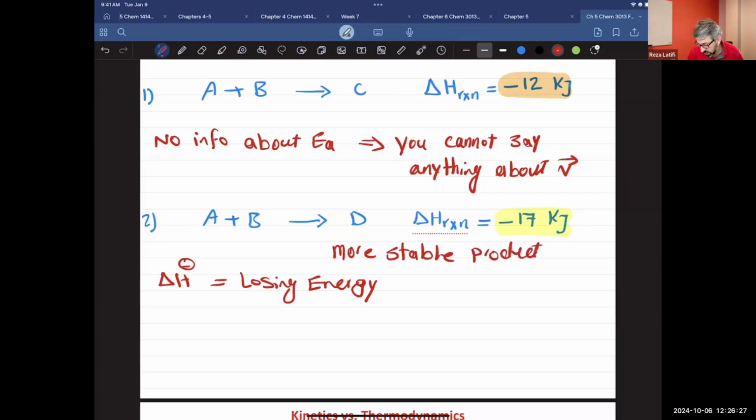How do I know it? Based on delta H. The more negative the number is, the more stable. Okay, so the more negative the number, the more stable the product.